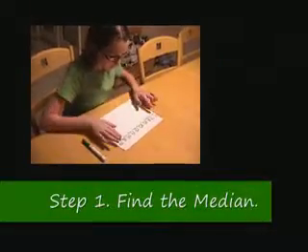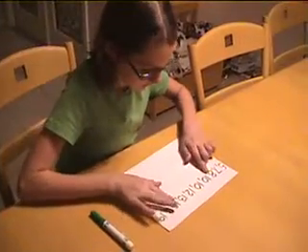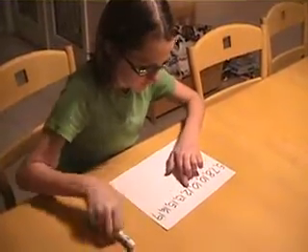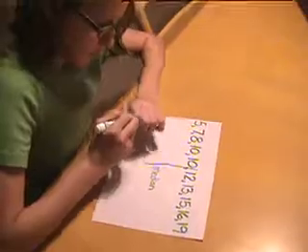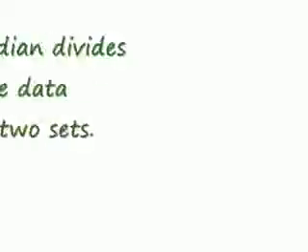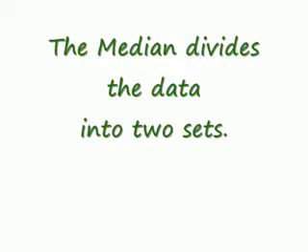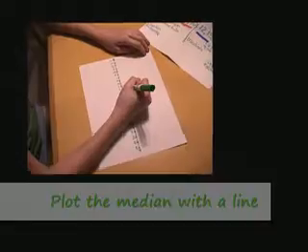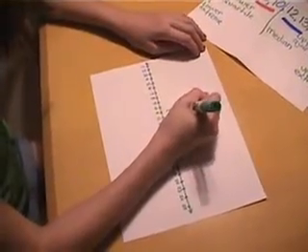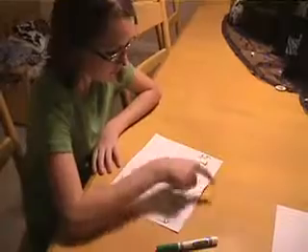The first step is to find the median. Becca knew how to do that. She simply counted to the middle of the data set. She plotted the median and then drew a straight vertical line. She's got step one of the dance down.